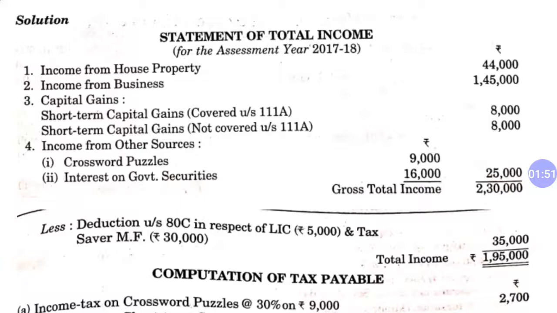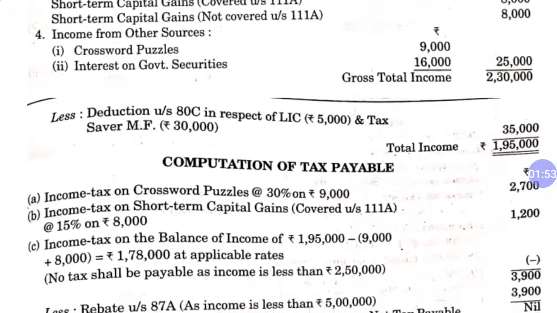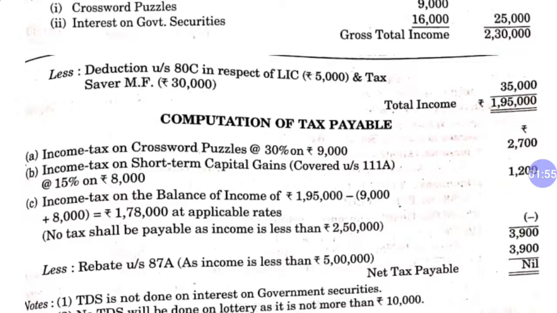On this we have to calculate tax, step by step. First of all we calculate tax on the other income at 30%, which is given in the question: 30% of 9,000 is 2,700. Then we have short term capital gain on equity shares, taxed at 15%, which is 1,200. And then the remaining income after deduction, 1,78,000, is taxed at applicable rates.